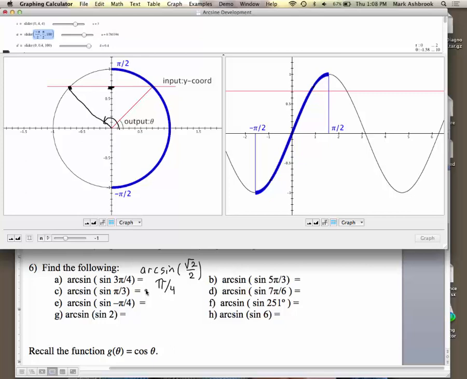Now arcsine, its output has to be between negative pi over 2 and pi over 2. The output of arcsine has to be in this range so that we just get one angle per y value. So when you put that radical 2 over 2 in there, what angle between negative pi over 2 and pi over 2 gives you that y coordinate? Pi over 4.